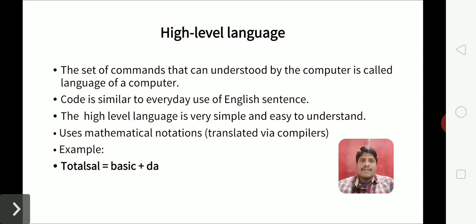Here, a high level language is nothing but a set of commands that can be understood by the computer. It is just like English, where English sentences are used for coding purposes. High level language is very simple and easy to understand compared to machine level language and also assembly level language. We can also use mathematical notation to solve problems. For example, if you want to calculate the total salary, we can take the basic salary and also the DA, dearness allowance.